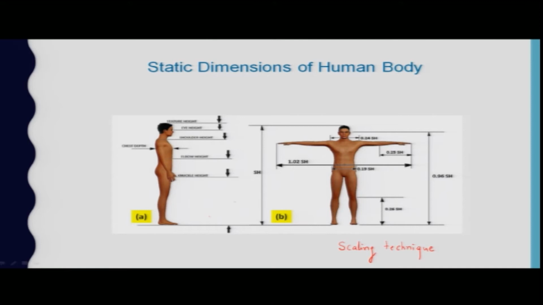Now, as you can see from figure A and figure B, in figure B these particular ratios have been defined as 0.224 sh and 0.19 sh with respect to the stature height. So, sh is the stature height.